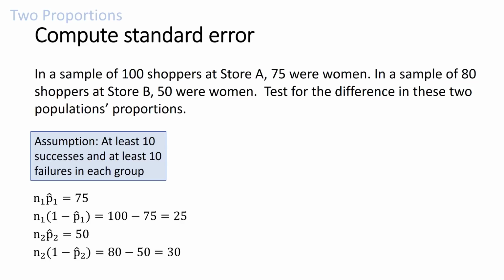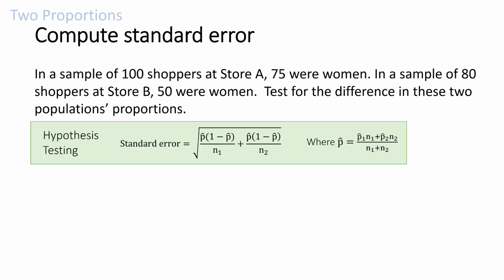We need to have at least 10 successes and at least 10 failures in each group. The procedure for checking the assumptions is the same for confidence intervals and for hypothesis testing. What's going to change slightly is the formula for the standard error. Here, we need to start by computing the pooled proportion. That is p hat. Note that when I plug these values into the equation, I enter the sample proportions as fractions. I do this because the sample sizes then cross out, which makes the math a little bit simpler.